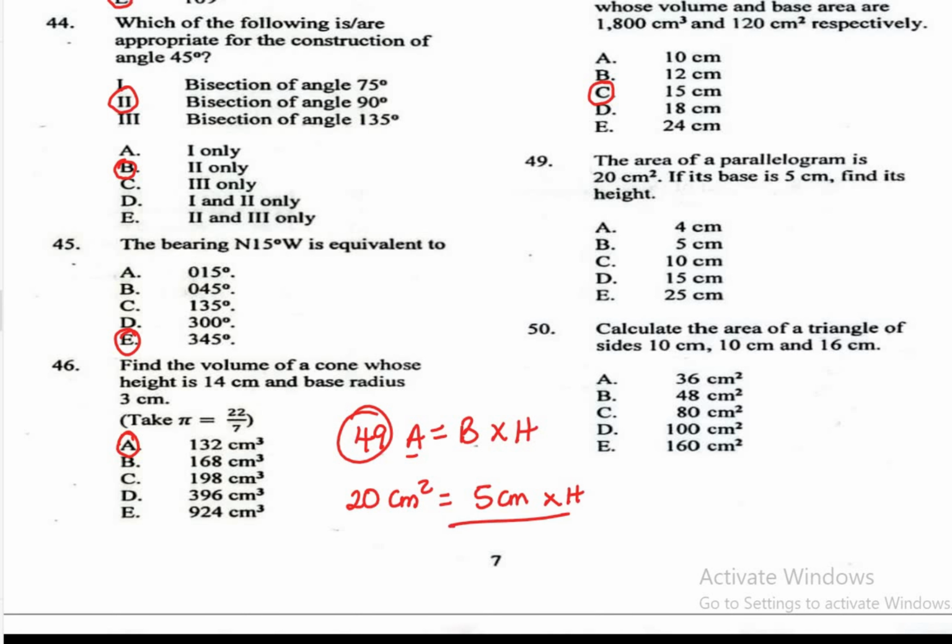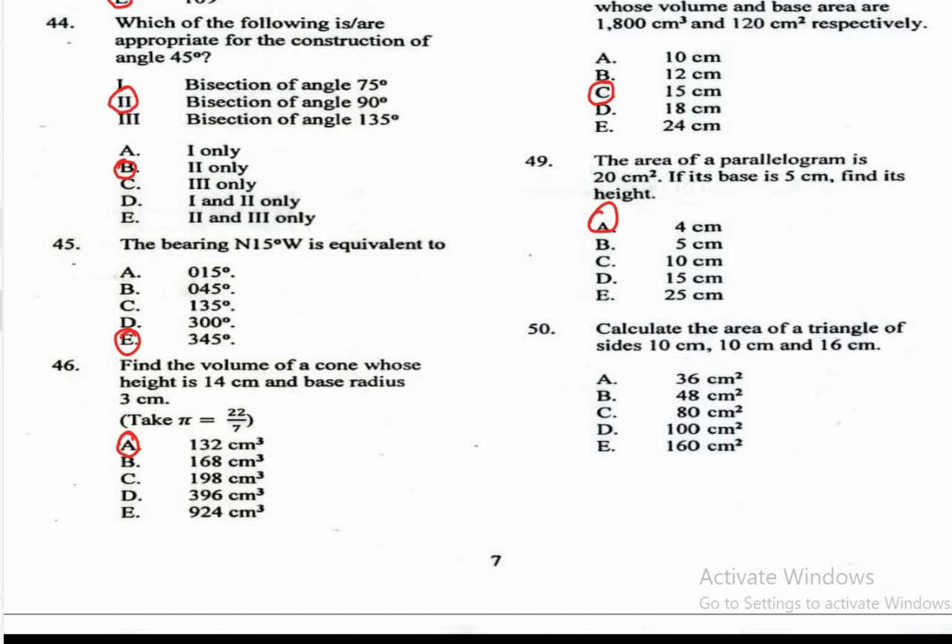To get the height, you divide both sides by 5 centimeters. 5 centimeters cancels 5 centimeters. Centimeter into centimeter square is centimeters. 5 into 20 is 4. So the height is simply 4 centimeters, which is option A.